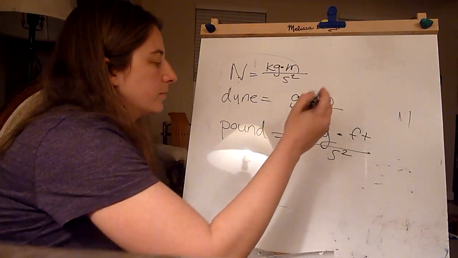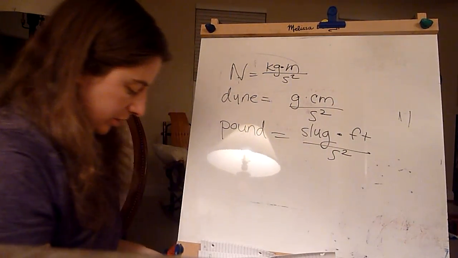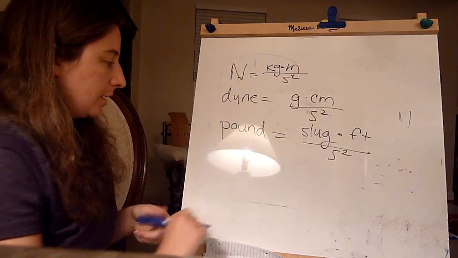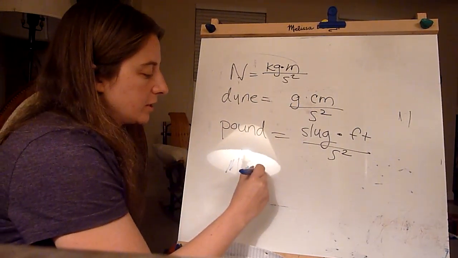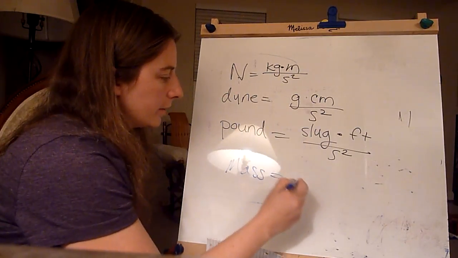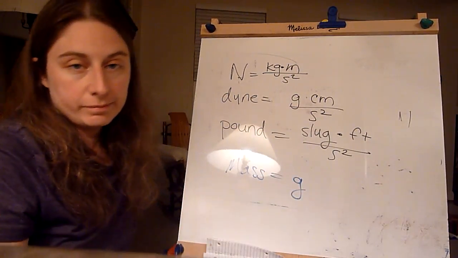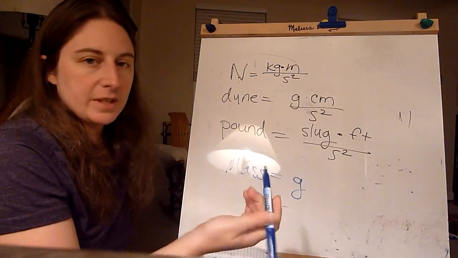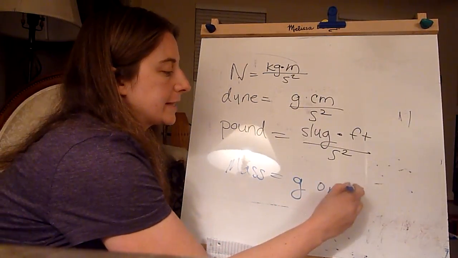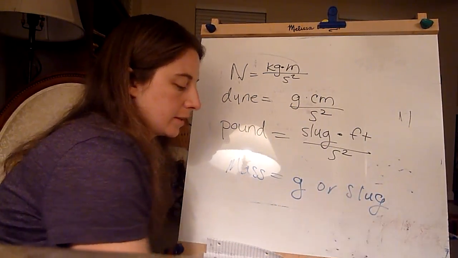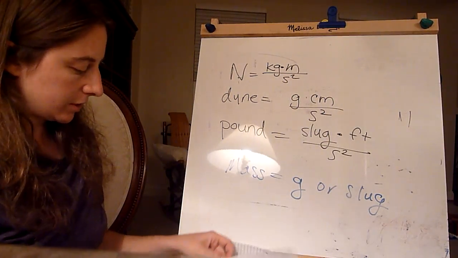And for mass, I'll just change color here. These are our force units. Mass units would just either be the gram or some multiple thereof, kilogram, centigram, or the slug if you're in English units. Those are the two mass units that we would use.